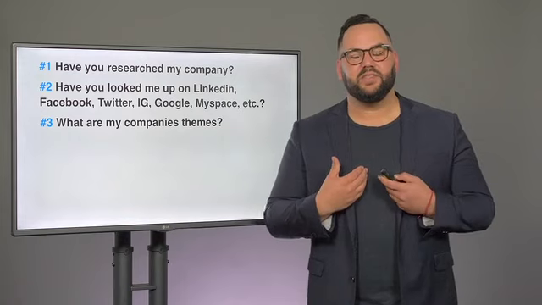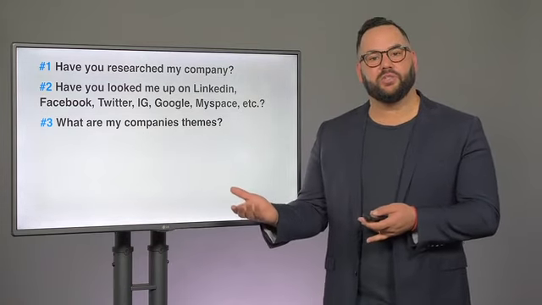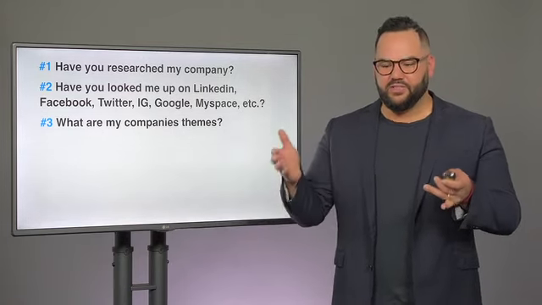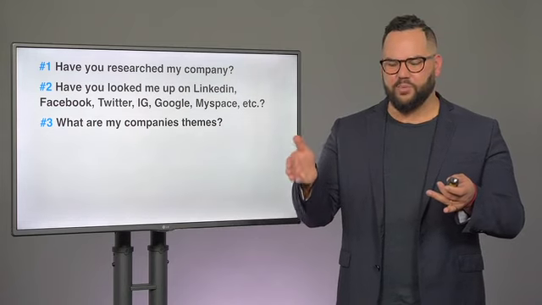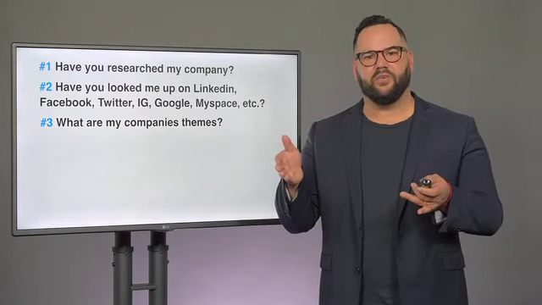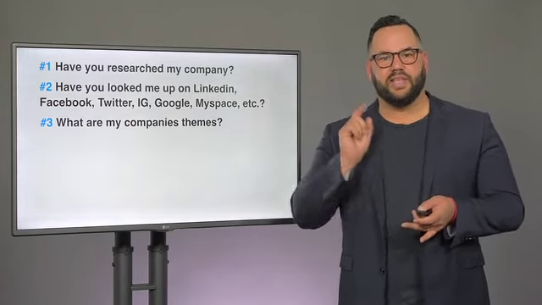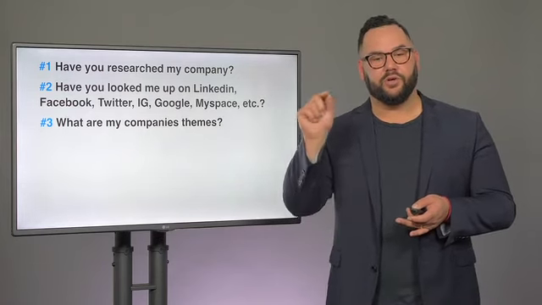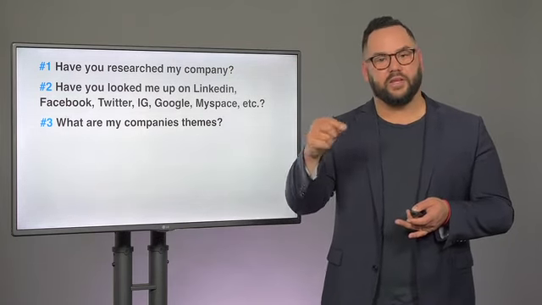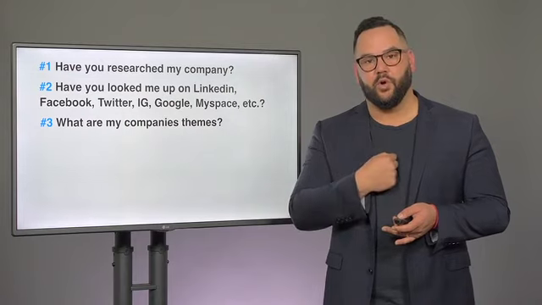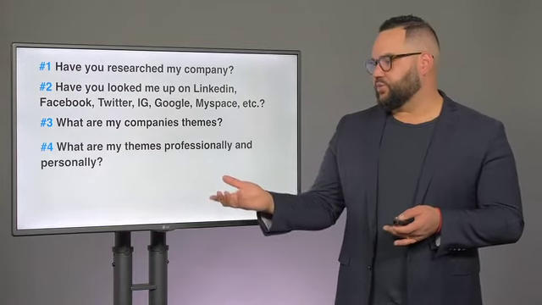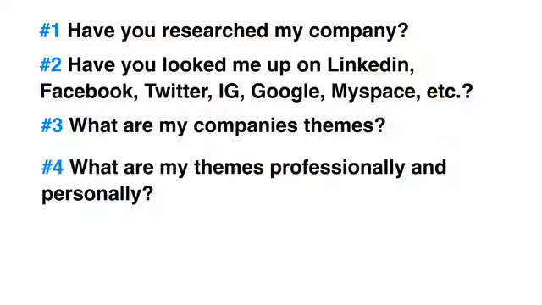What are my company's themes? What are we trying to accomplish? Where are we going? And then trying to figure out how whatever you have as a product or service, or what you're doing in your life, helps those themes go faster. Because now you're starting to think about them first. You're starting to think about why you reached out in the first place, and it wasn't about you or what you offer or what you can do. What about this one? What are my themes professionally and personally? So what am I personally passionate about?